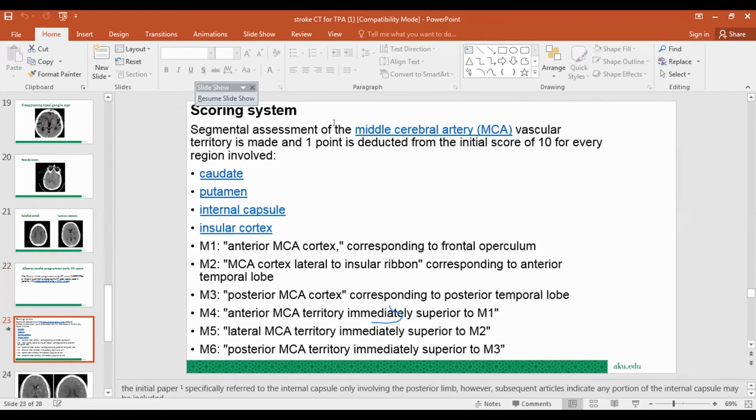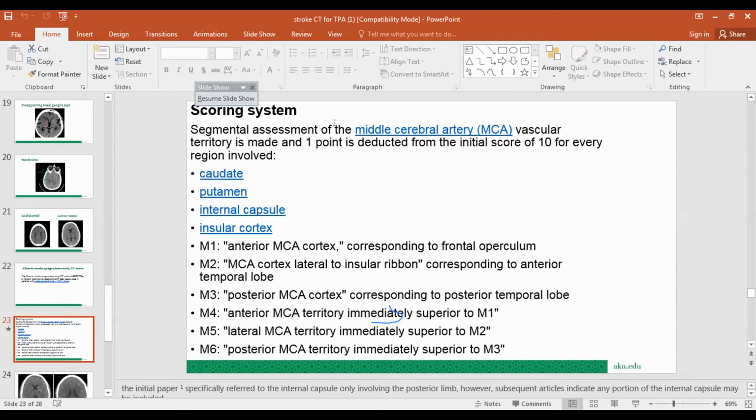Initially, when the ASPECTS was there, people were talking about which part of the internal capsule, because the internal capsule has anterior limb, genu, and the posterior limb. So then it was concluded that the posterior limb of the internal capsule has the maximum density of the fibers. So the posterior limb of the internal capsule is more important than the anterior limb. Then insular cortex. M1 is the anterior MCA cortex corresponding to the frontal operculum. M2 is the cortex lateral to the insular ribbon, which corresponds to anterior temporal lobe. M3 is the posterior MCA cortex, which corresponds to the posterior temporal lobe.